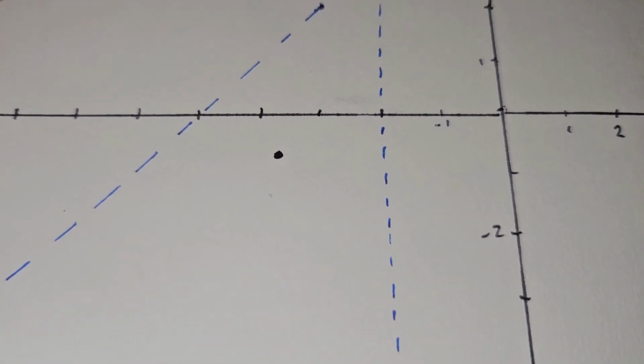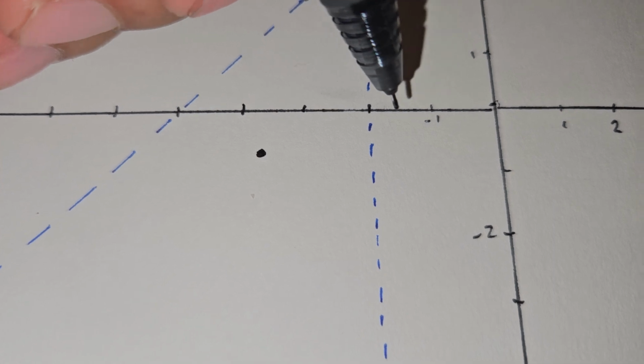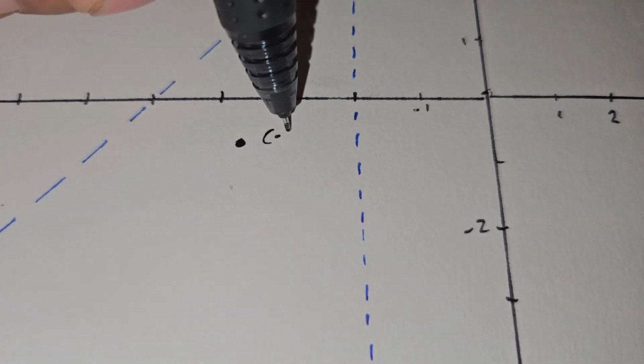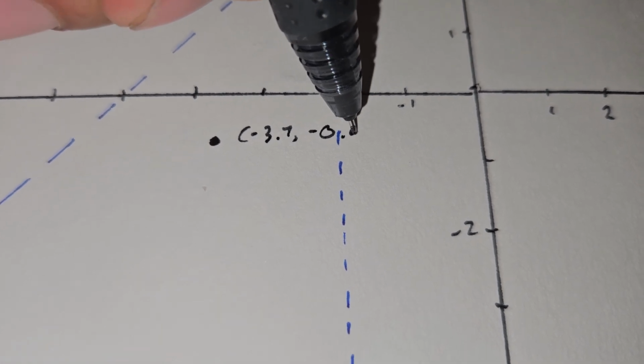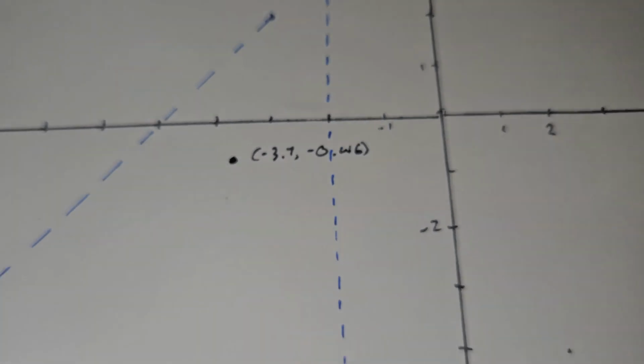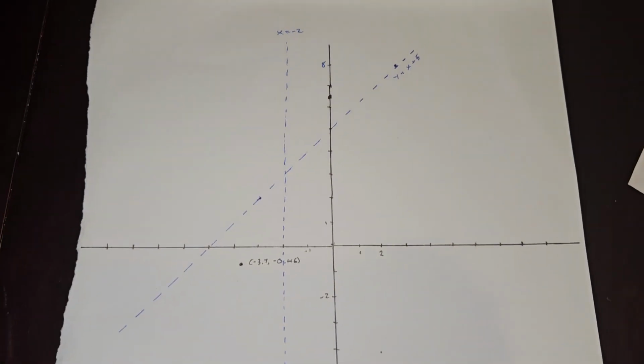That is going to be basically your local maximum, -3.7, -0.46. Let's go ahead and label that. Now that's going to be your max.